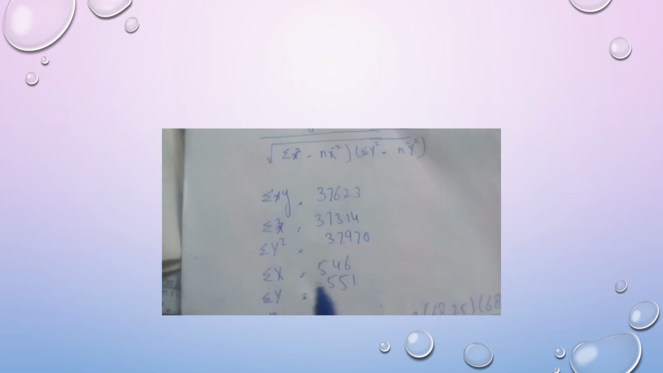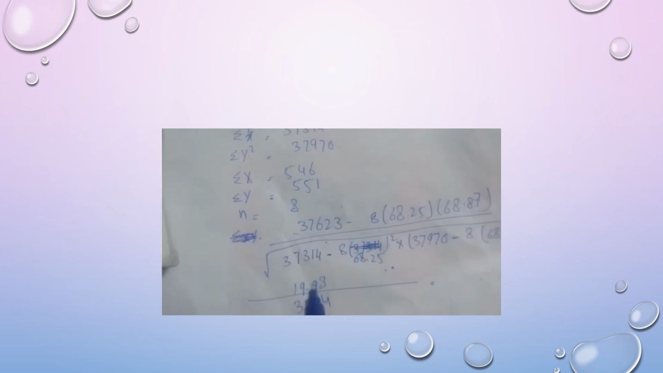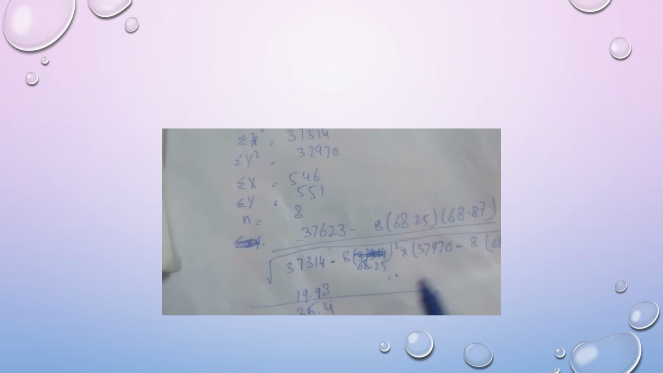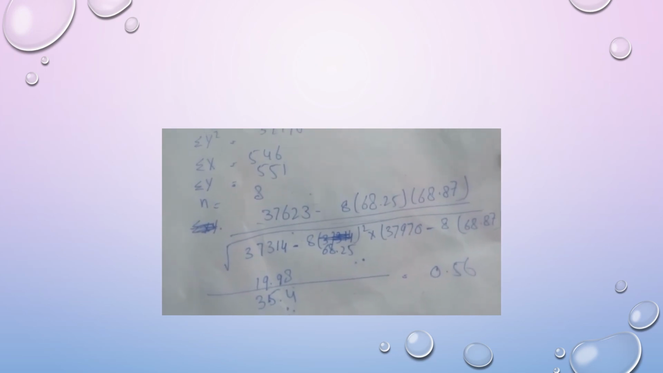And this is the value of the summation xy, summation x square, summation y square, summation x, summation y, and I put the values according to the formula, and the answer of this part is 19.98, and the answer of this part is 35.4, and the answer is 0.56, which shows the positive relationship.